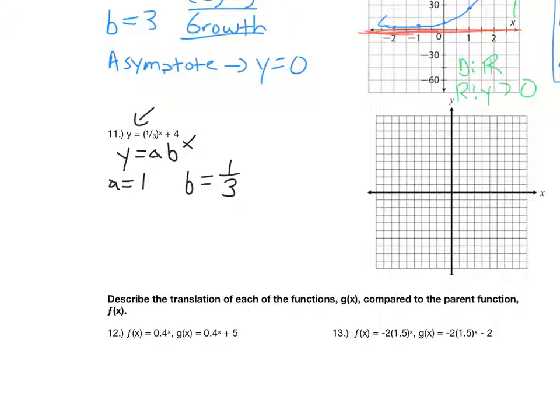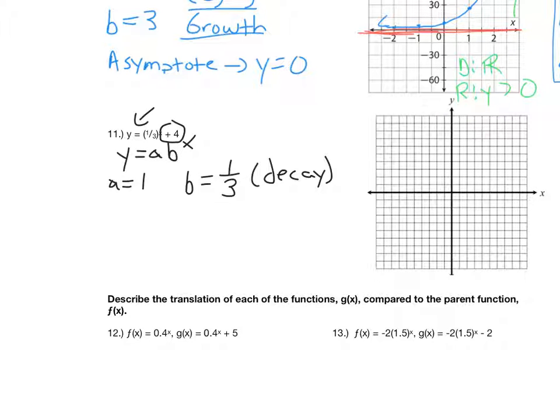Okay, and that right there tells us that this is going to be a decay. I'll put that in parentheses because our multiplier b is less than 1. It's a fraction. All right, this time we have a plus 4 here, which is going to shift the graph up 4 spaces. So keep that in mind when we graph this and when we find our table in just a moment.